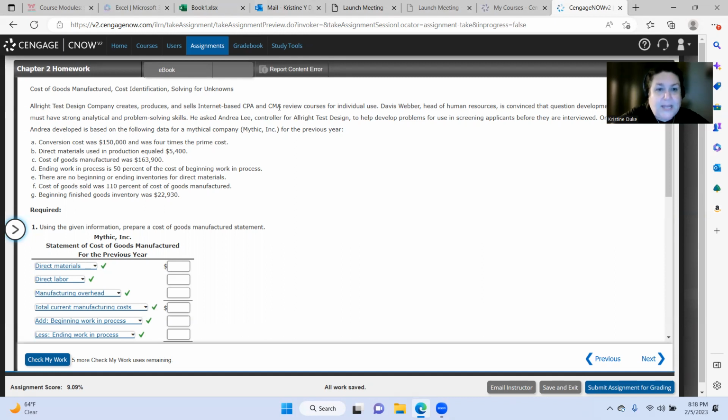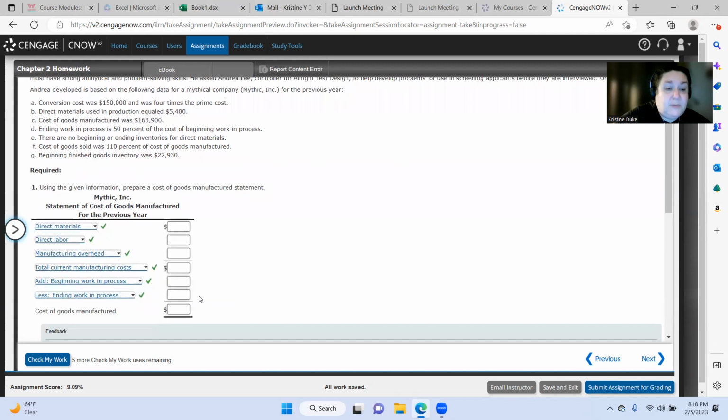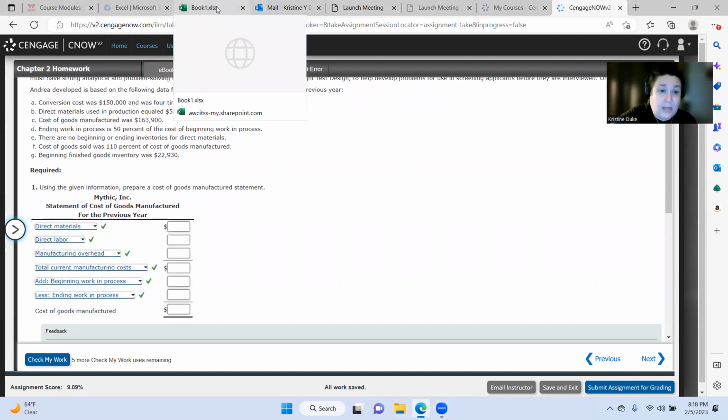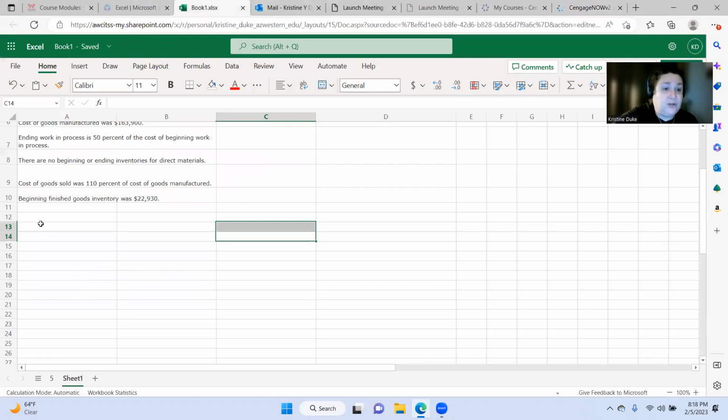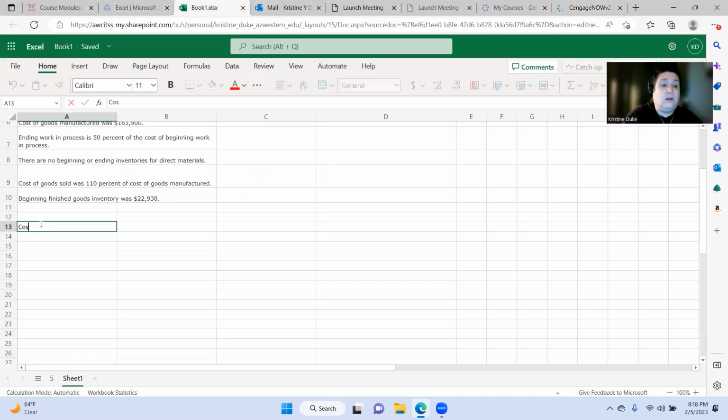So let's go ahead and start taking a look at this. First thing we need to do is figure out the direct materials, direct labor, manufacturing overhead, total current manufacturing cost, add beginning work in process minus the ending, and we get our cost of goods manufactured. So I'm going to plug all this information into my spreadsheet, which actually has the same information. So this is going to be our cost of goods manufactured.